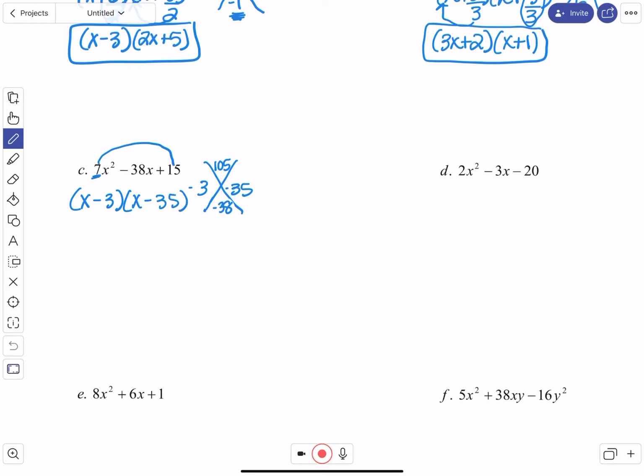And remember, we want to divide. Our next step is divide by 7. 3 over 7 can't be reduced, so we do bottoms up: 7x minus 3. This other one can be reduced. 35 divided by 7 is 5. So we get x minus 5.